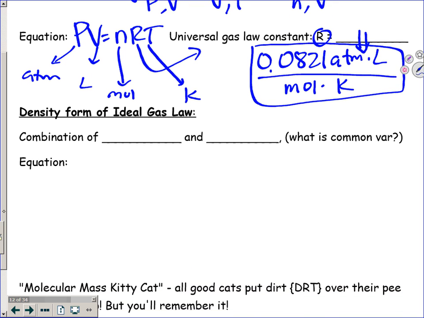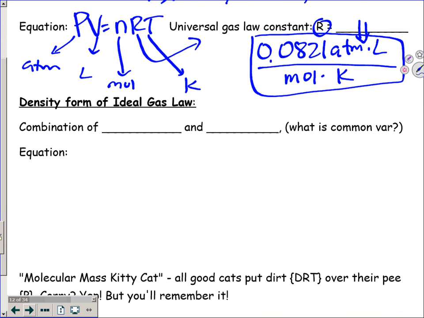Now, using the titles to this section, density form, I was right. Density form of the ideal gas law. What is density's formula? D is equal to mass over volume, okay? And what is the ideal gas law? PV equals nRT.